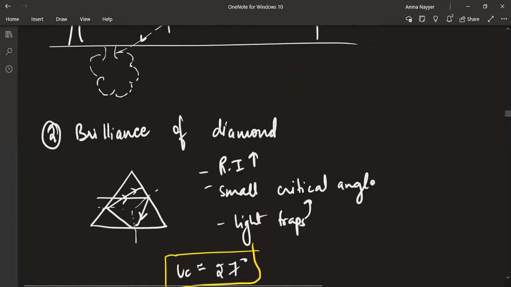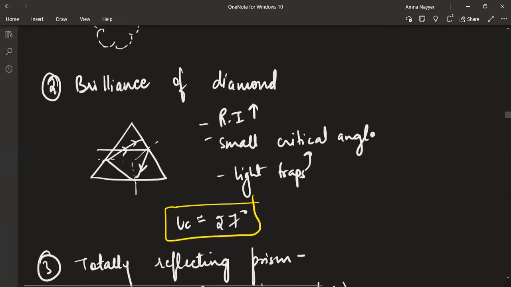Brilliance of diamond is also one of the applications. The light keeps on getting totally internally reflected each time it strikes the surface. When it strikes, it gets reflected. Again, it strikes, it gets reflected. So it's like the light is trapped within the diamond. Since this ray of light keeps on moving within the diamond, finding its space to move, we see the brilliance of diamond. The sparkling of diamond that we see is just because the refractive index is high and because of a very small critical angle. This critical angle is around 27 degrees for a diamond. No need to remember the values of critical angle.